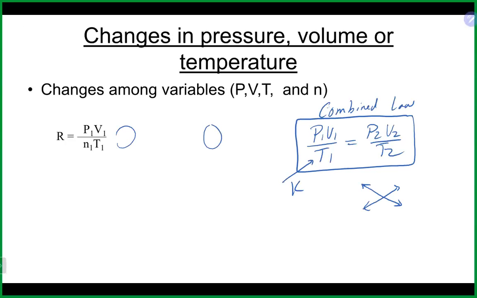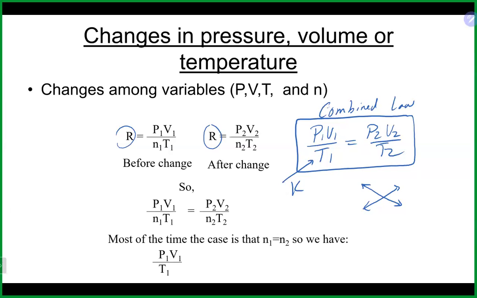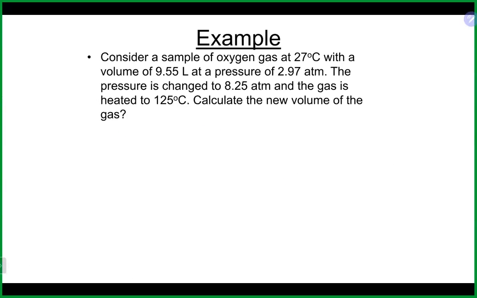All right, now let's try using this one when we need to use it. Let's give this one a go and see what you come up with. We have a sample of oxygen gas at 27 degrees Celsius in a volume of 9.55 liters, pressure 2.97 atmospheres. If we change the pressure to 8.25 atmospheres and it's heated to 125 degrees Celsius, what will be the new volume? See what you come up with on this one.